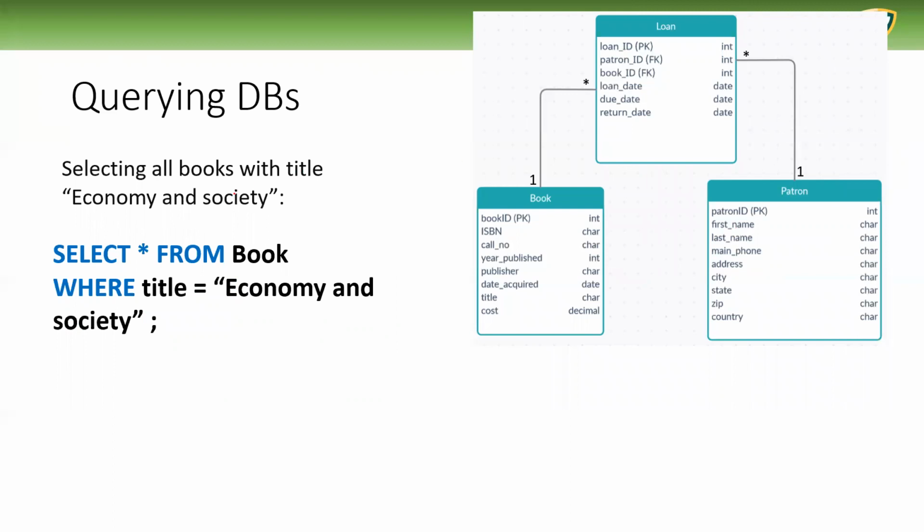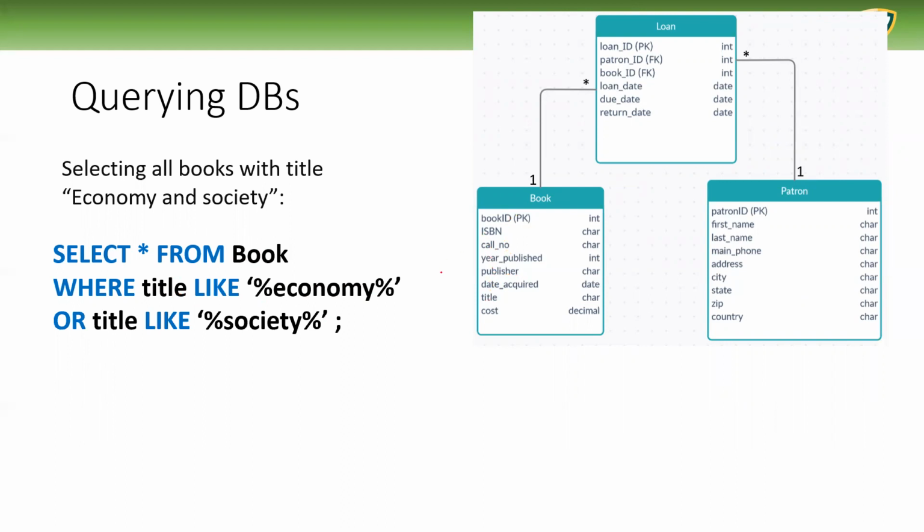If you want to select all the books with the title Economy and Society, well, you have to select all of the fields, all of the attributes from the book table where title equals Economy and Society. So title, one attribute, one parameter here. Now, probably not many books have the same exact name, probably more than one, but not many. So if you know the name, this is how you would search for the exact name of the book.